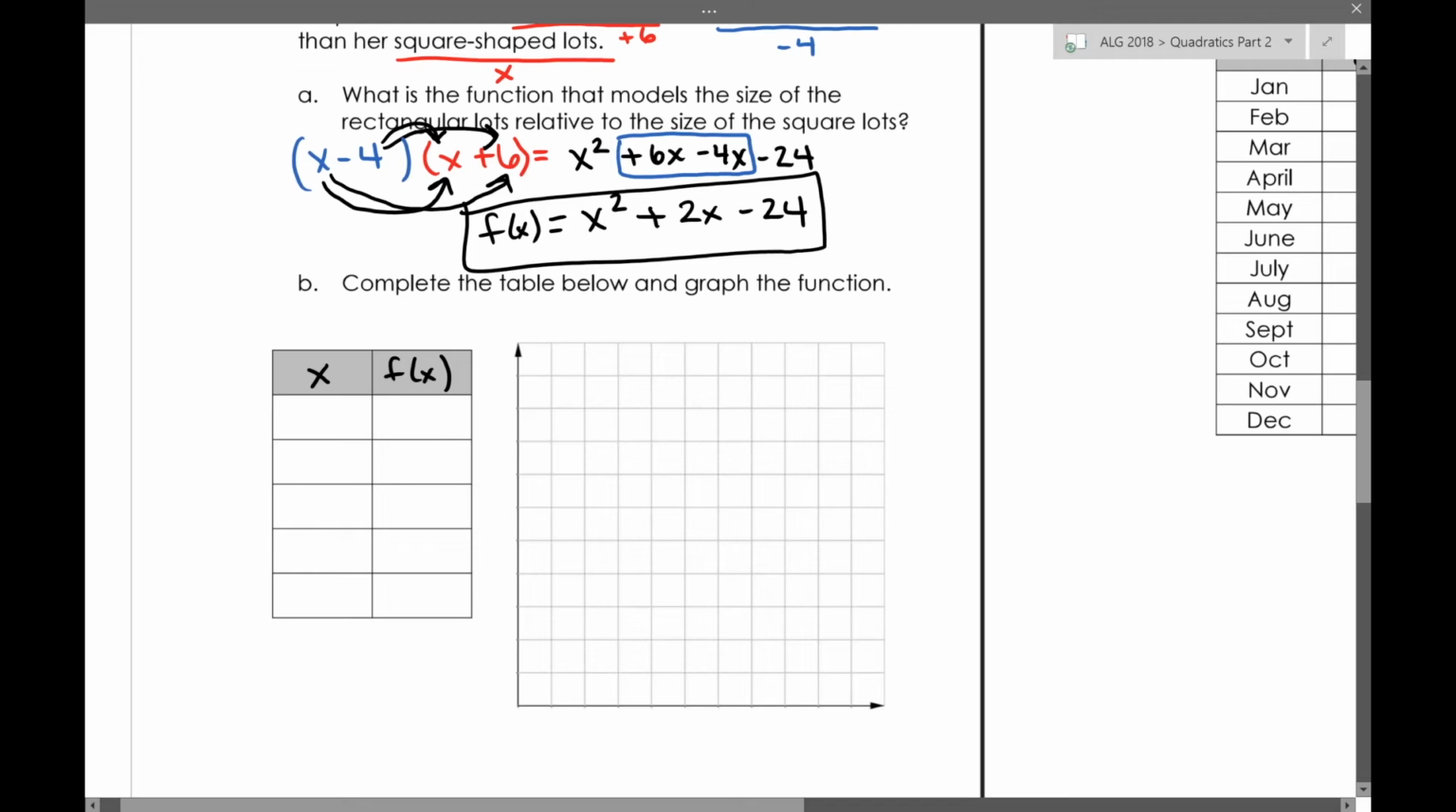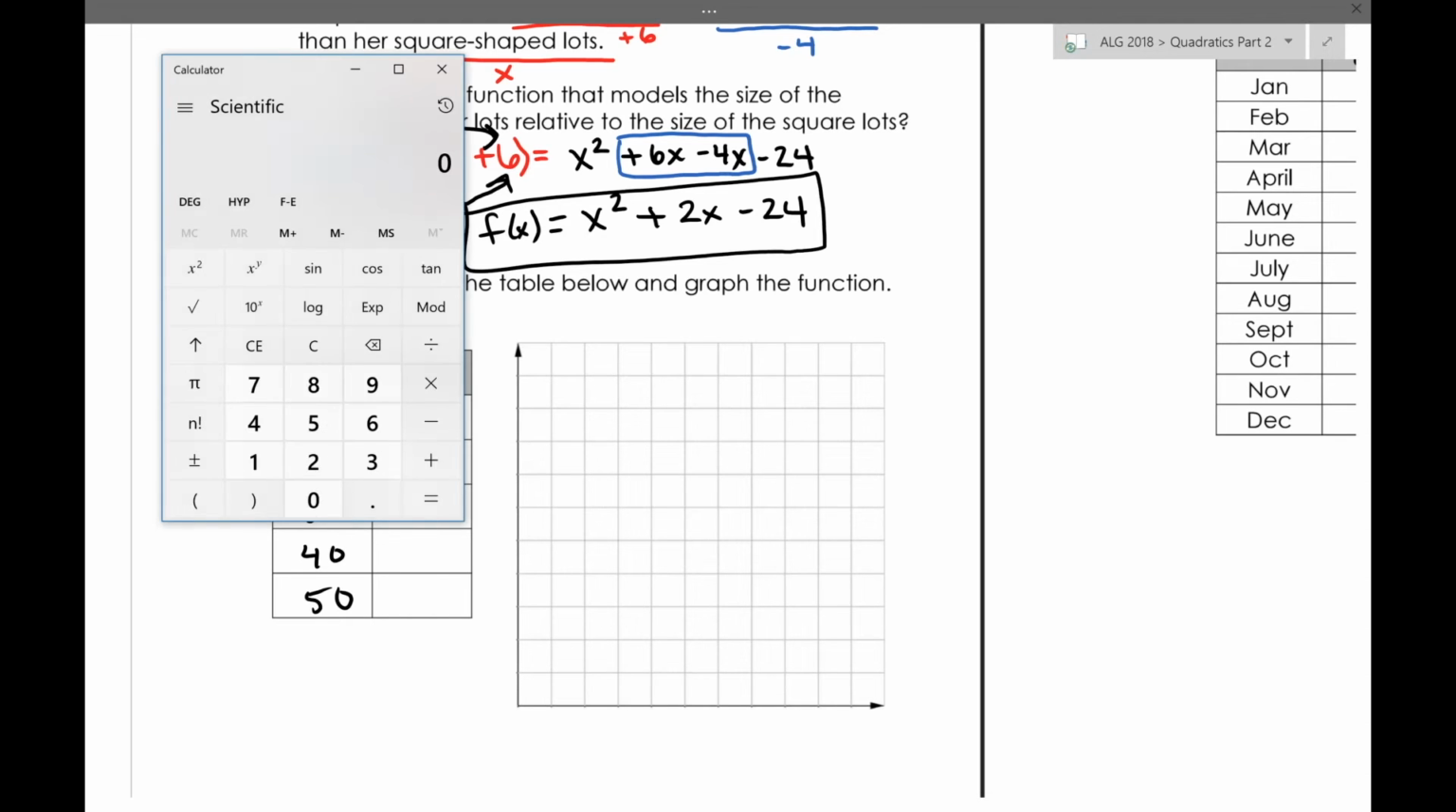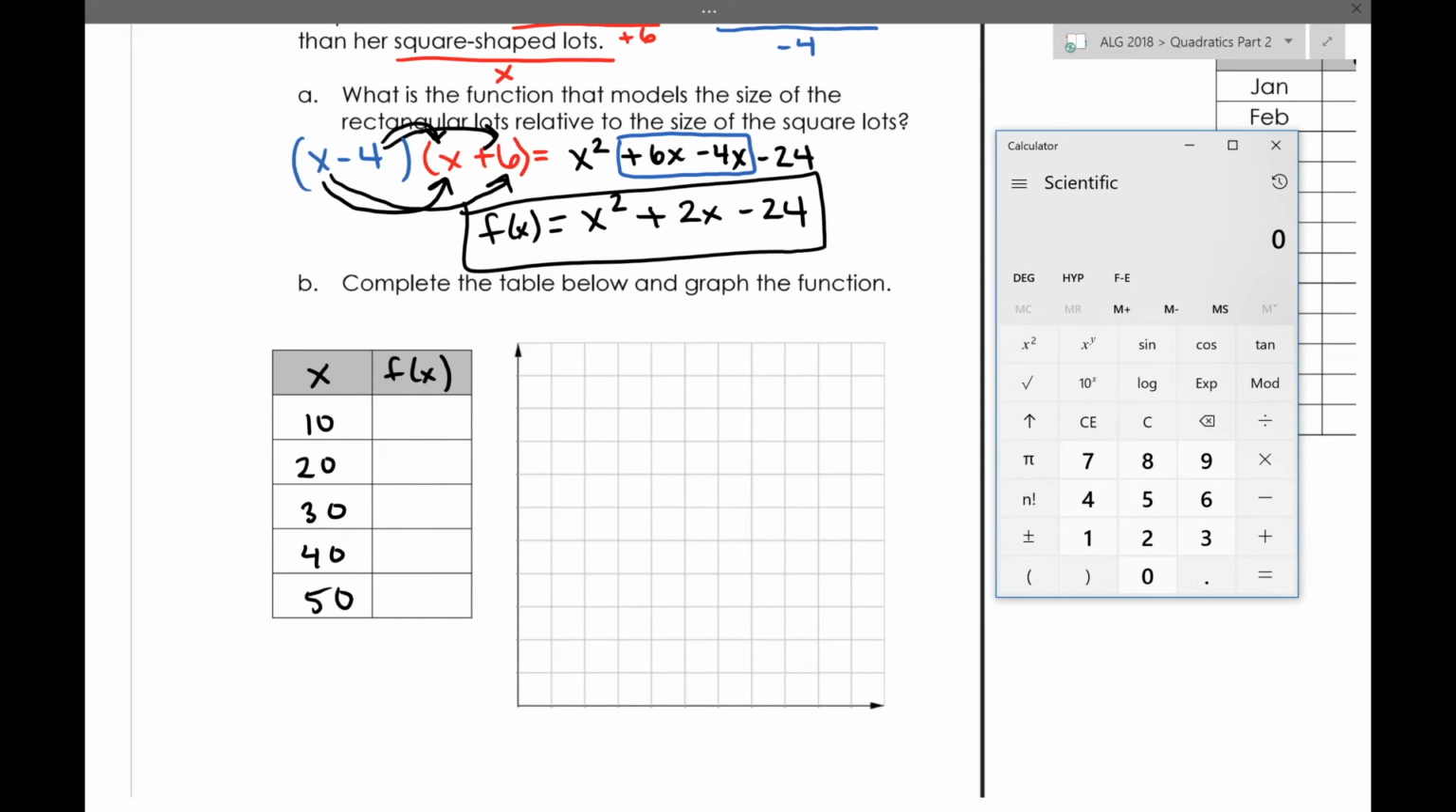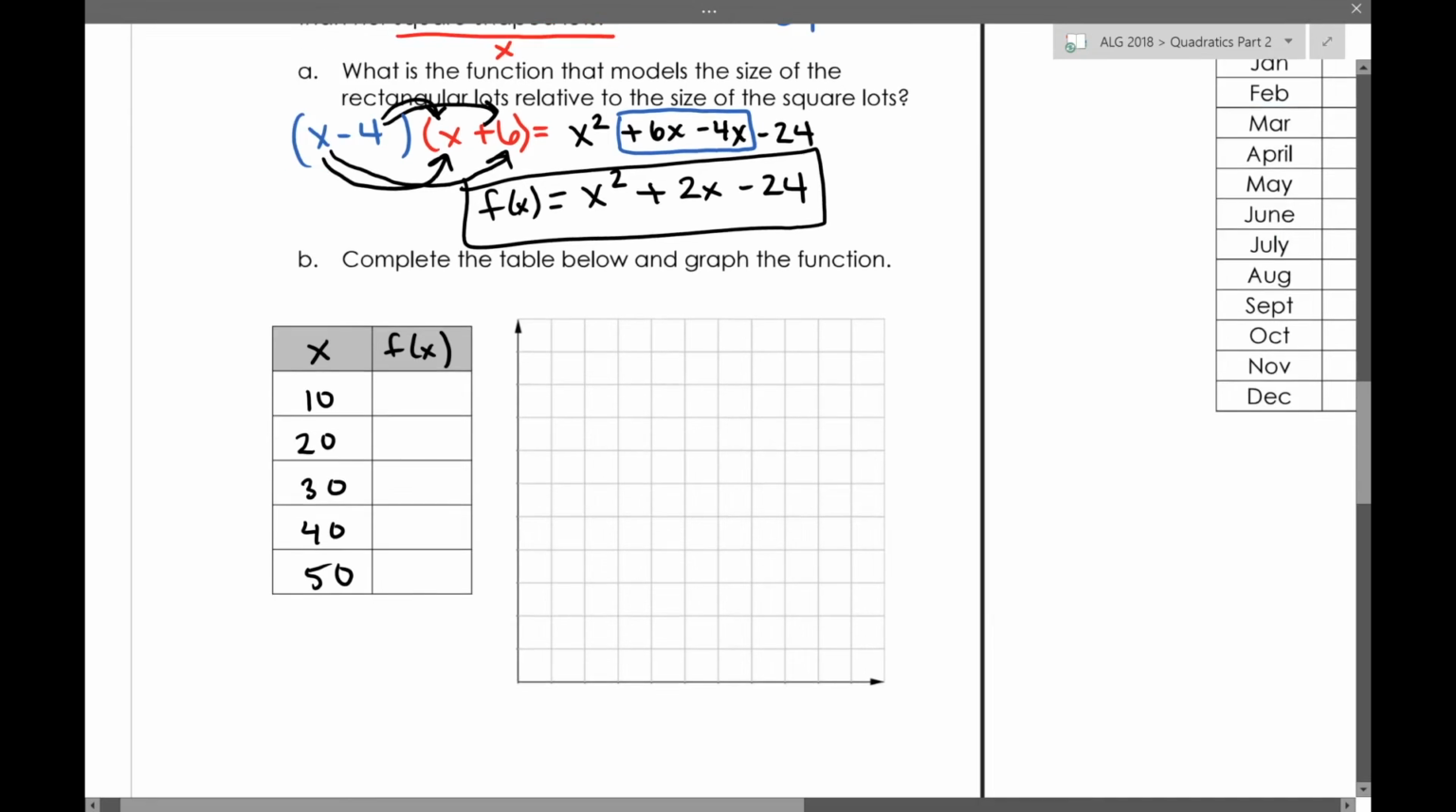So let's start off with an easy one. Let's go up by 10. So I go 10, 20, 30, 40, and 50. Okay, so now all I need to do is take out my calculator and input this into the equation. So every time I see an x, I'm going to put a 10. Alright, so I'm going to write the first one out and then show you how it's done on the calculator.